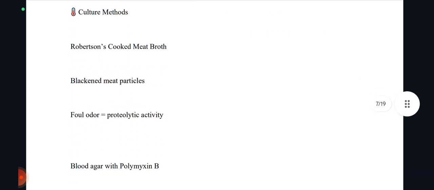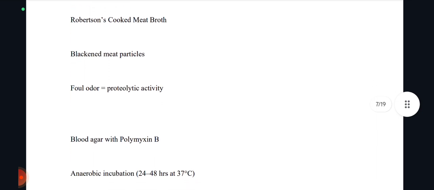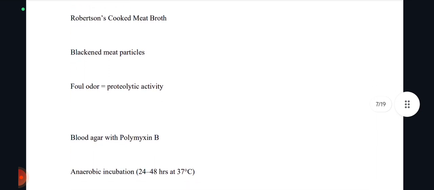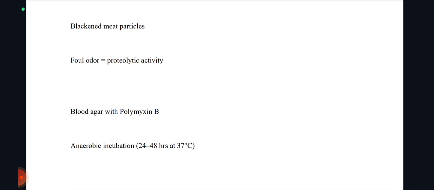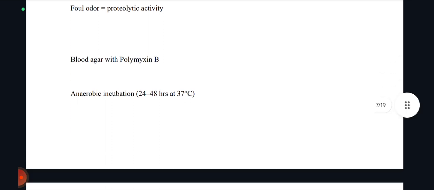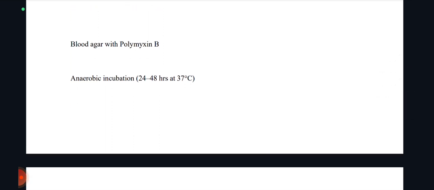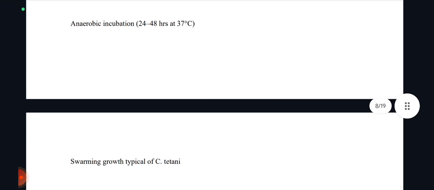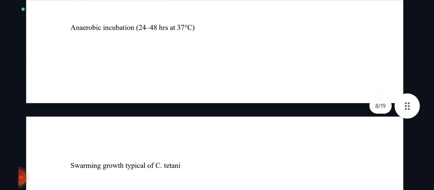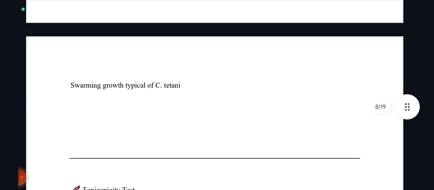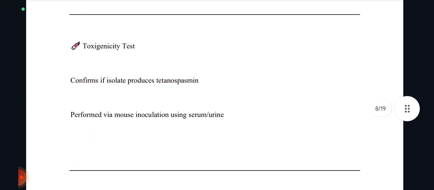So what we do is culture. On Robertson cooked meat broth, blackened meat particles are seen, and a foul odor is observed from the broth due to proteolytic activity of the Clostridium. On blood agar with polymyxin B, with anaerobic incubation, swarming growth is seen, typical of Clostridium tetani, within 24 to 48 hours at 37 degrees Celsius.